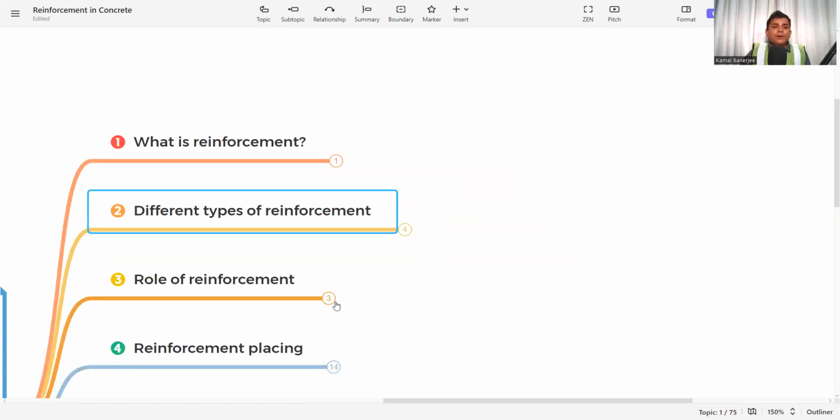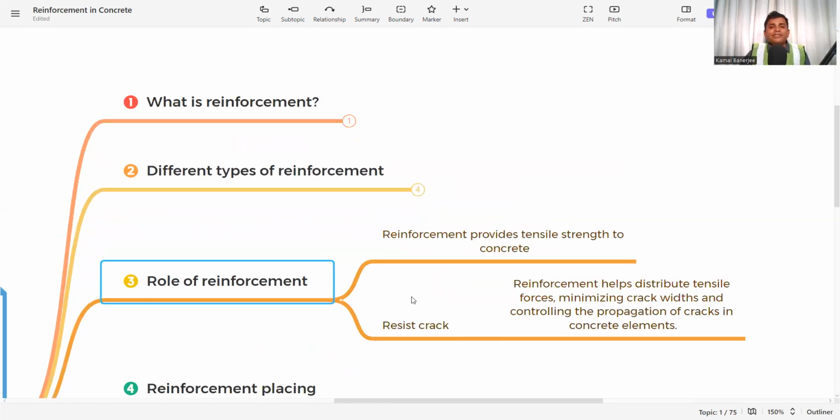Then what is the role of the reinforcement? That I will discuss. The reinforcement provides tensile strength to concrete. Unless we introduce reinforcement into the concrete, whenever any load is subjected to the concrete member in tensile stress, it will break. To withstand that tensile stress, we introduce reinforcement into the concrete.